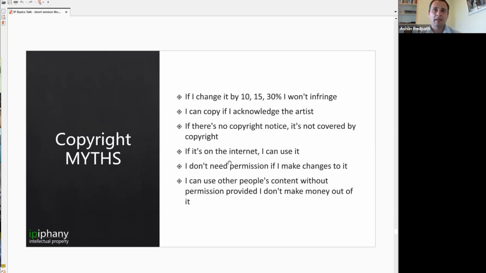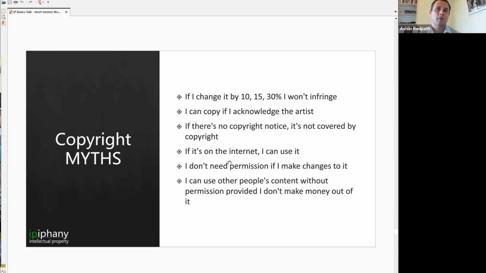The big copyright myth is the percentage myth we talked about before. People feel that, hey, I've got Harry Potter, and if I just change the book, cut out the last 15 paragraphs, maybe I won't infringe copyright. It doesn't work like that. It's still infringing. Also, just acknowledging the artist is not an exception to copyright infringement. You can't copy something off the internet and say, here's where it came from, and avoid infringement. You need to get permission from them.